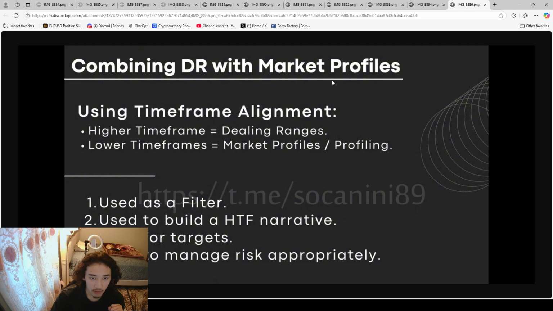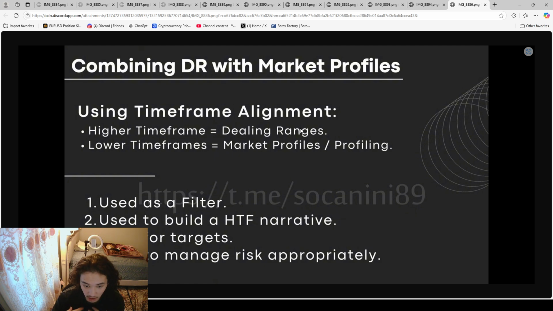And this is the other one right over here. My gift filter is going to come later in the chapters, because it's advanced, right? Combining daily ranges with market profiles. So using time frame alignment, right? Your higher time frame is going to be the daily range. So for me specifically, your daily range is not going to be on the hourly, not the 15-minute. It's specifically going to be on the 4-hour, not the daily.